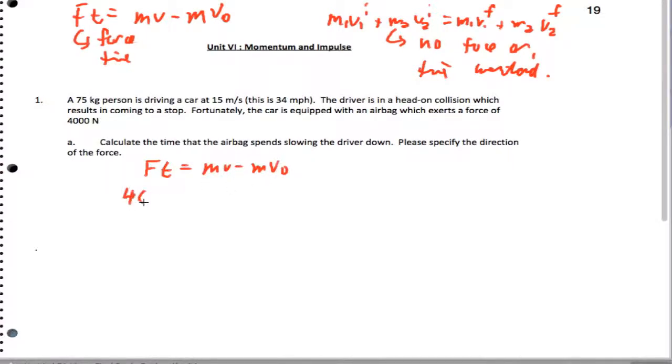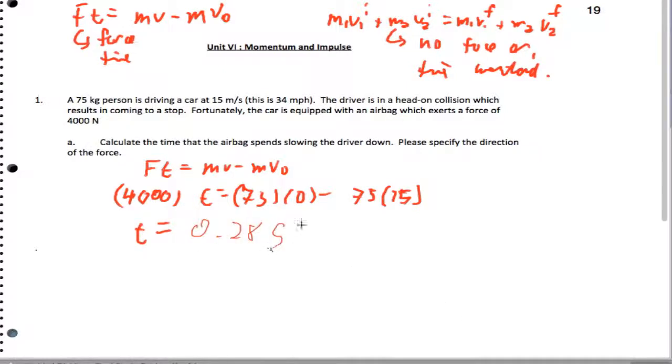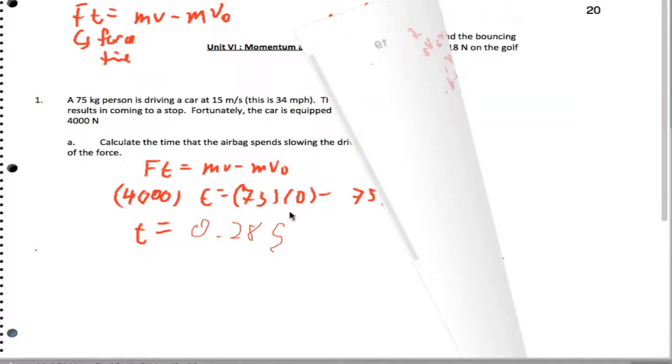So we have 4,000 newtons times the time of slowing down equals 75 times, what's the final speed of the driver? 0, minus 75 times 15. So when we go ahead and simplify and solve, we're going to end up getting a time of 0.28 seconds. That's problem number 1. Moving on to the next problem.